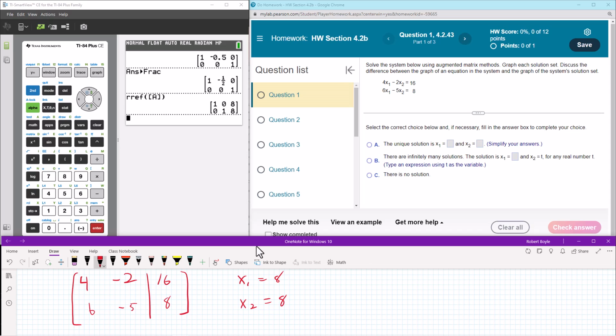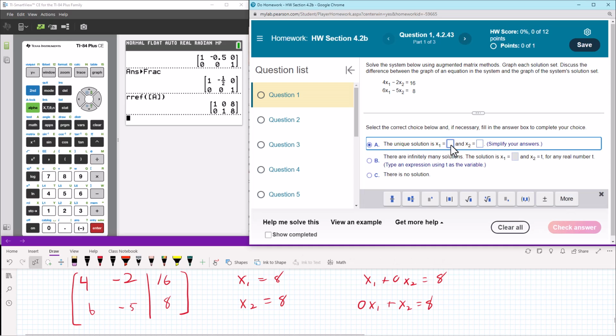If it's not clear, and at the risk of being redundant again, the equation associated with the first row is x1 plus 0 x2 is equal to 8. And the equation associated with the second row is 0 times x1 plus x2 is also equal to 8. And of course, we can deduce that from there. So we have a unique solution, and that is that x1 is equal to 8 and x2 is equal to 8.